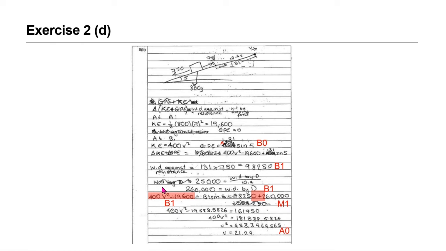The second mark in the scheme is the 98,250, is the second mark here. But actually the B0 that appears first on the script is the third mark in the scheme, the change in potential energy, and that's the mark that the candidates lost. They've got a distance there, a height, a vertical distance, 131 times sine 5, but they've not used the weight, the 800g, to find a change in potential energy. So that mark is lost.